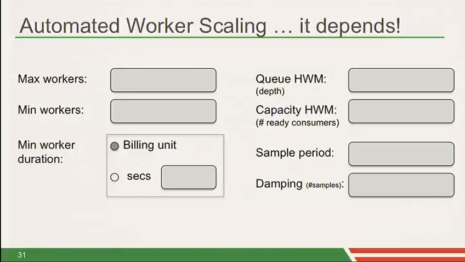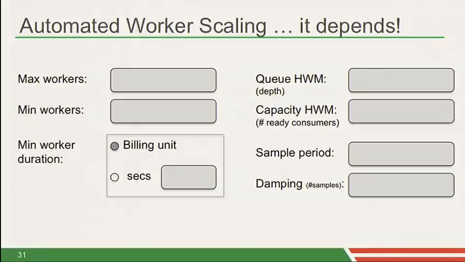Maybe maximum number of workers. What's the most I'm prepared to run? 10, I don't know, whatever it is. Minimum number of workers. What's the smallest amount that I want to keep on standby? Typical values would either be 0 or 1 for that, I guess. Once I've started a worker, you might want to think about, well, what's the least amount of time I'm going to let it run for? Either a time interval or, depending on where you're doing this, it might be a billing unit. Some clouds, once you've started, you're charged for X many minutes anyway. So why not just let it run?